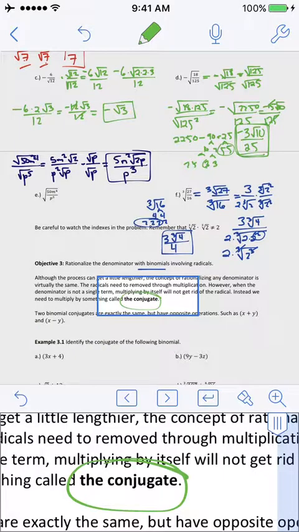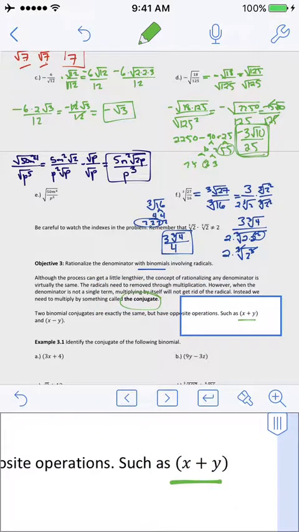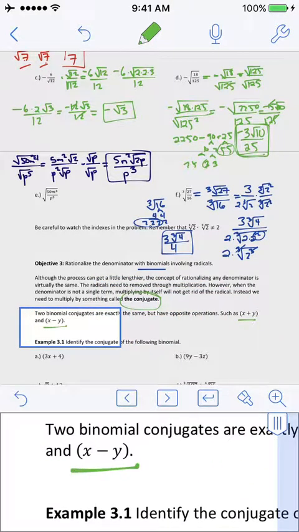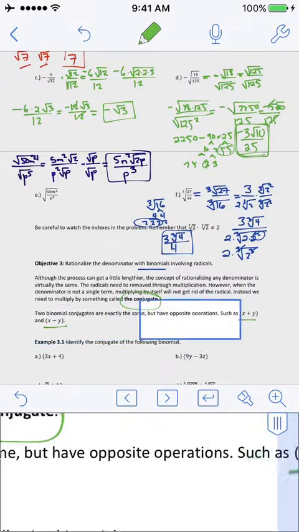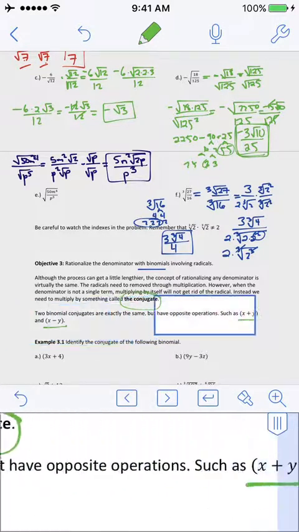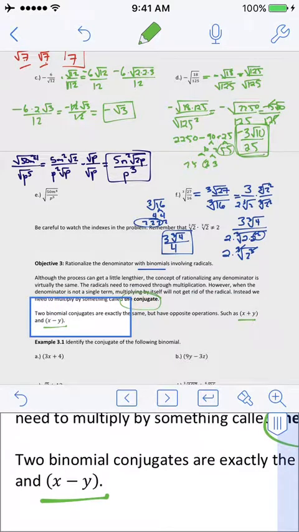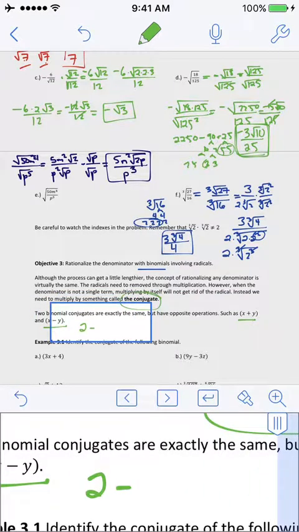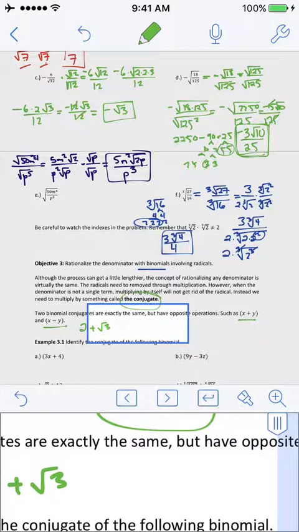The conjugate we've actually seen a few times today. The conjugate is specifically for a binomial. A conjugate takes the two terms, they're exactly the same, but they have opposite signs. That's what a conjugate is. So, for example, 2 plus root 3, its conjugate would be 2 minus root 3. And you may be thinking, why do I care? The conjugate, when you multiply it, ends up giving you a whole number in a binomial. And I will prove it to you.